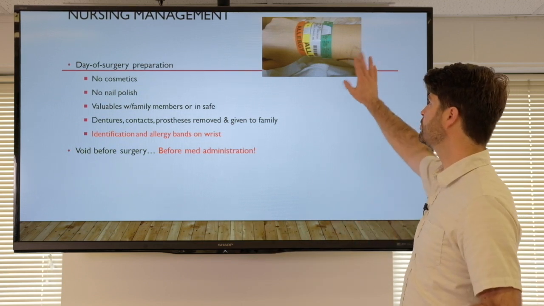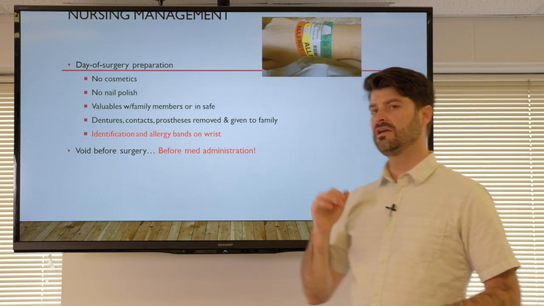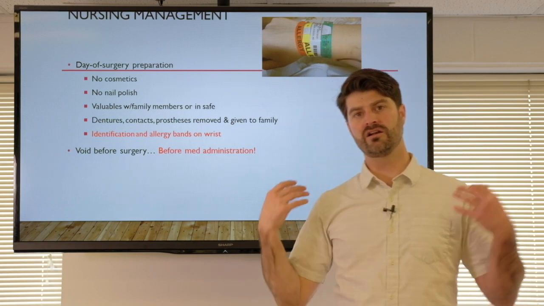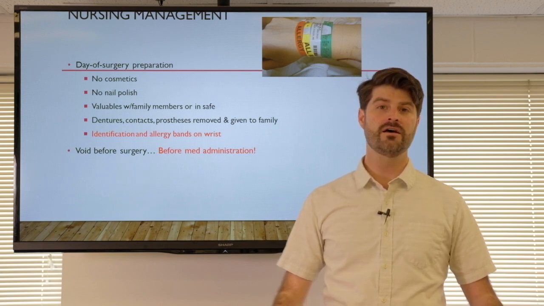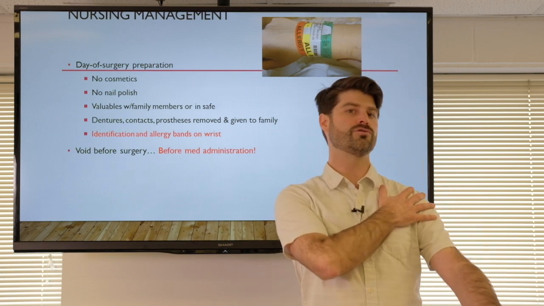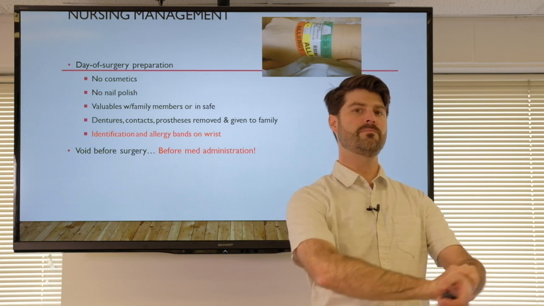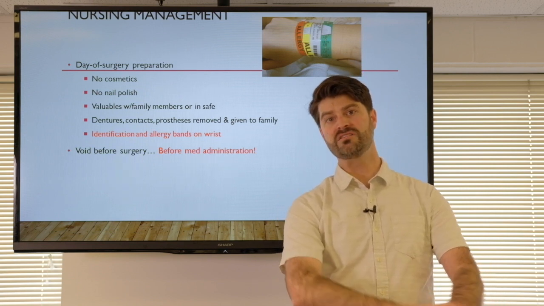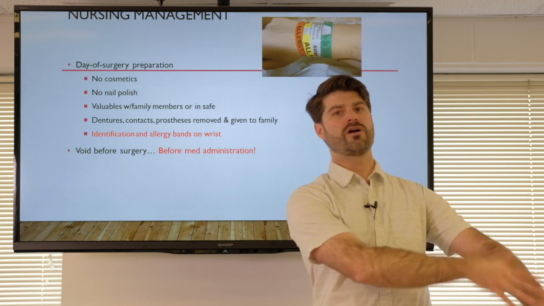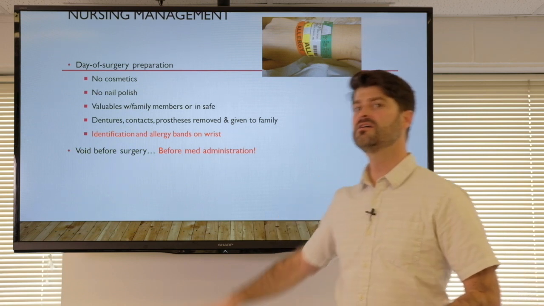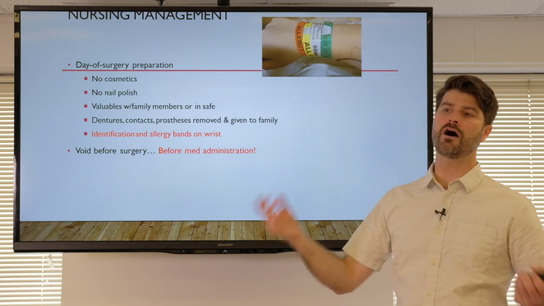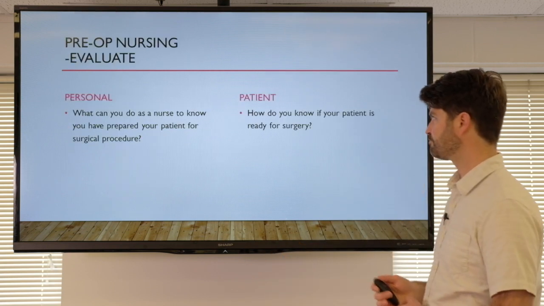One super important thing with wristbands is they cannot be on an extremity that is having surgery. Sounds obvious, but if a patient's having left shoulder surgery, their wristbands can't be on their left arm. The reason is once that surgery starts, we're not going to be able to access those wristbands in order to verify any of that information. So the wristbands always have to be on a non-operative extremity.